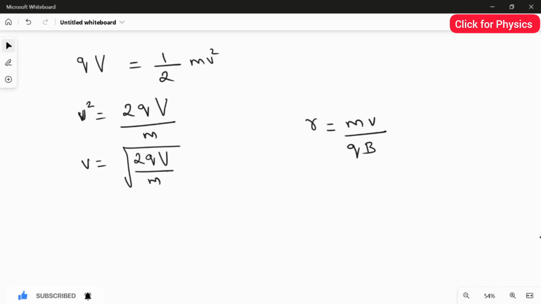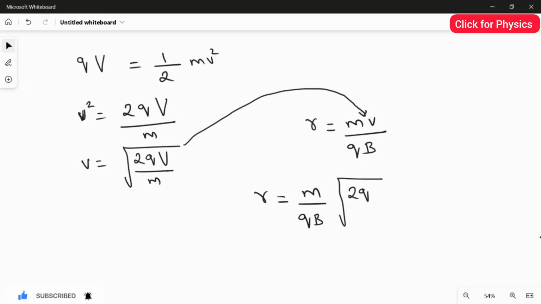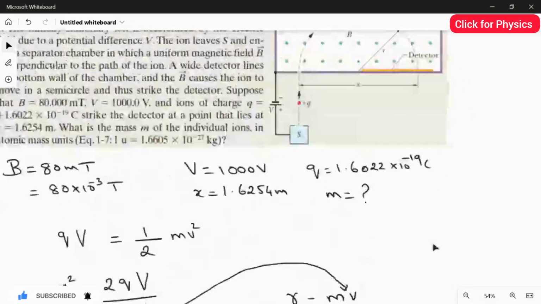Now I'm going to take this v and substitute it here. If you substitute, what will you get? We'll get the new formula R equals M over QB, and in place of v we will get the square root of 2Q multiplied by capital V divided by M, right?